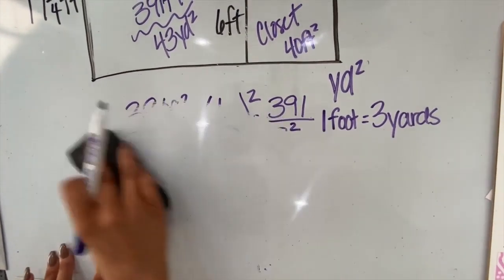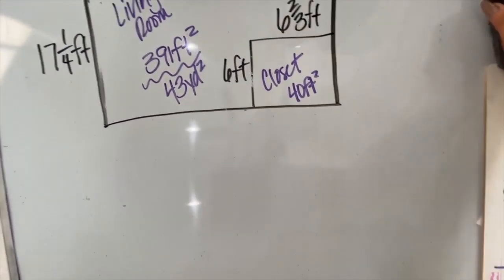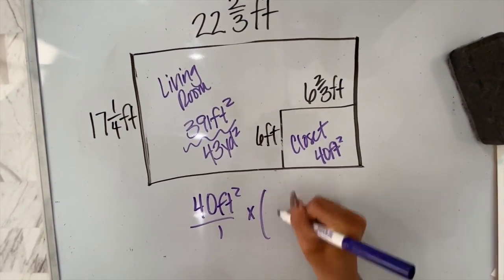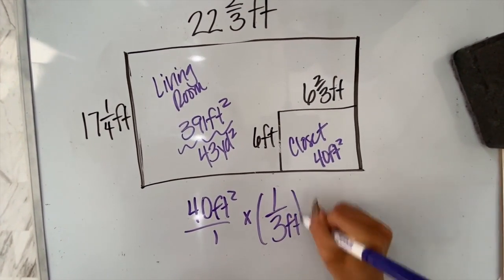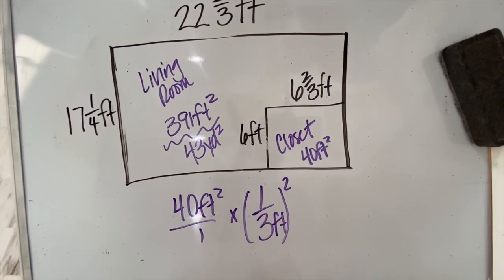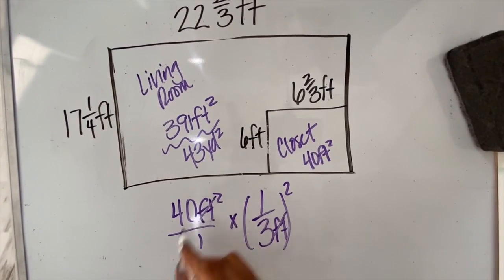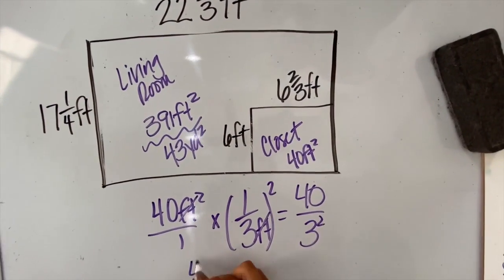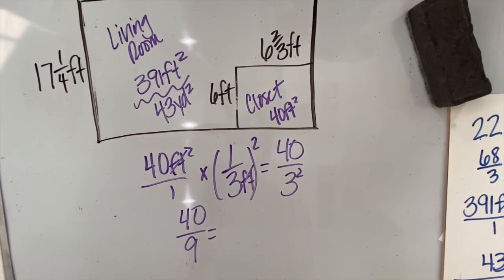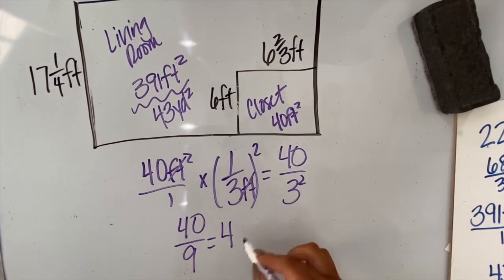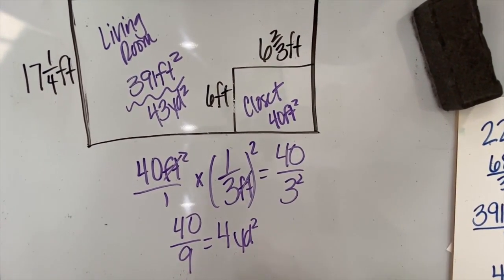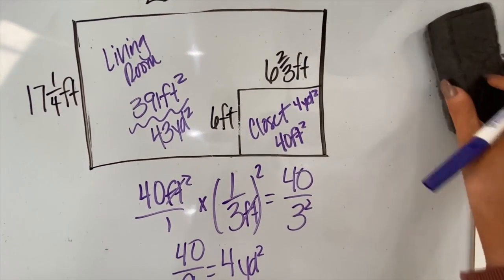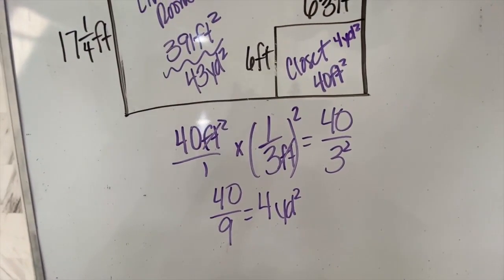Okay, now I'm gonna do that exact same thing for the closet. So I'm gonna take 40 feet squared and multiply by 1/3 feet squared. So it's gonna cancel out these feet squared. I'm gonna have 40 over 3 squared, which is 40 over 9. And that works out to be 4 yards squared and some change. We're rounding it. So that means that this is 4 yards squared, okay? The work for it.